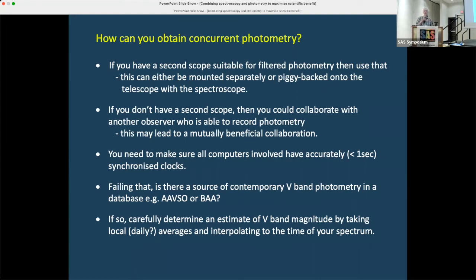But there's another way you can approach this. If you don't have the ability to record concurrent photometry, perhaps you're dealing with a star where there is photometry available, for example, in the AAVSO or the BAA databases. You can use that, for example, by taking averages, say a daily average of the V magnitude, and interpolating that to the time of your spectrum.